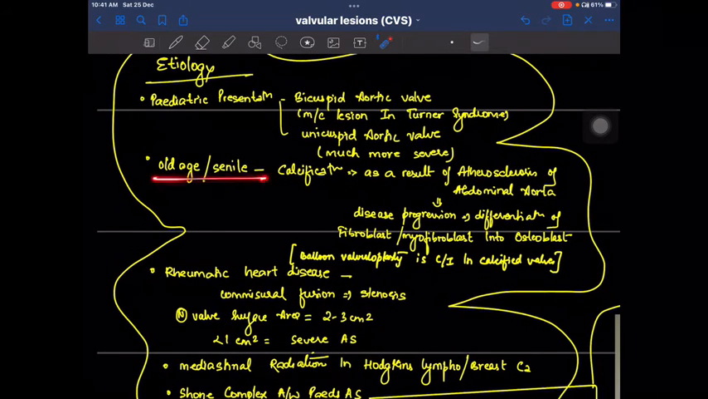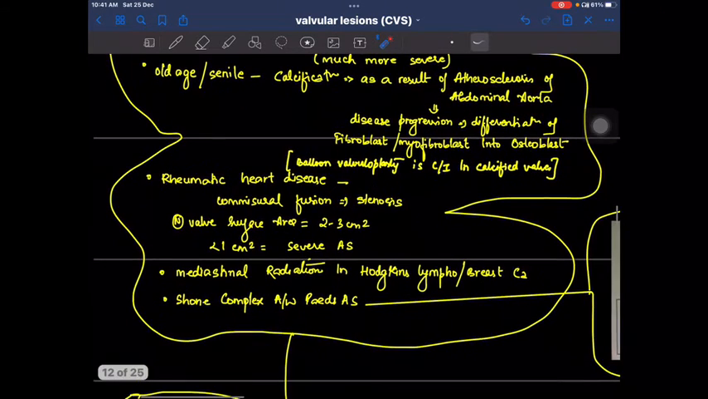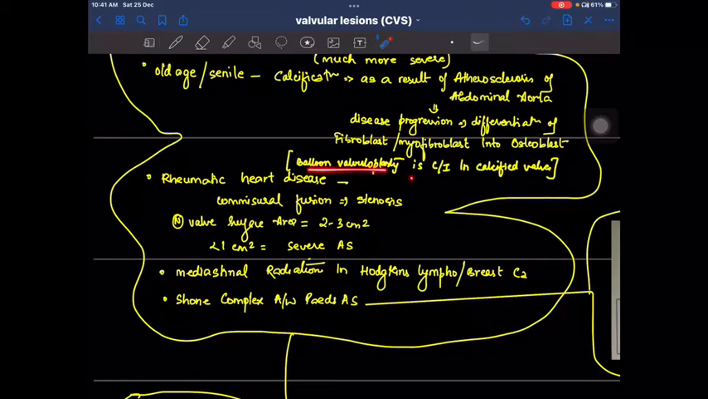Now, in old age or senile patients, there can be calcification due to long-standing atherosclerosis. It is as a result of atherosclerosis of the abdominal aorta. When the disease progresses, there is differentiation of fibroblasts or myofibroblasts into osteoblasts. This is what causes the calcification. Balloon valvuloplasty is contraindicated in calcified valves. Again, we did this in MS also, these calcified valves will break off and cause embolic phenomena.